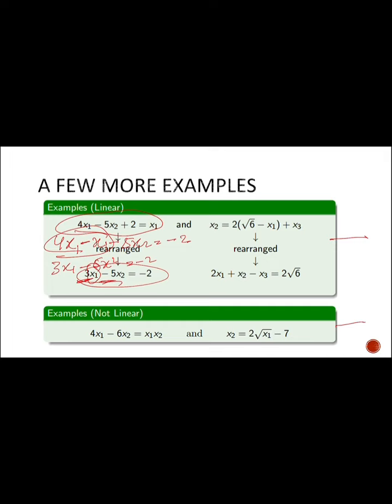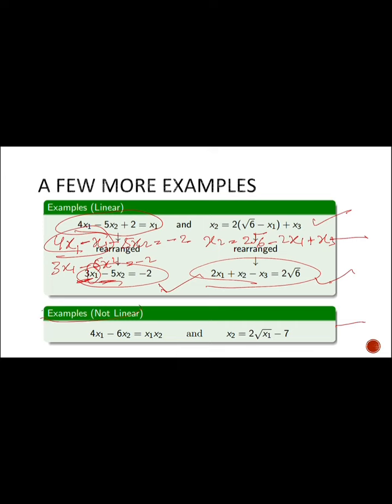Looking at the second equation, this one is a bit different from the first one, but you can look at it. x2, let's open up the bracket. 2 square root of 6 minus 2x1 plus x3. Rearranging, you will get this format. Both the equations are linear equations.